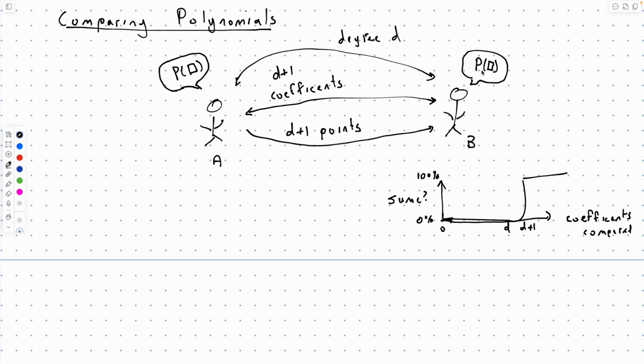So it definitely seems intuitive that my certainty should go up the more points I check, maybe something like this, if I'm choosing points at random. So it doesn't work for coefficients, but it works for points, okay?